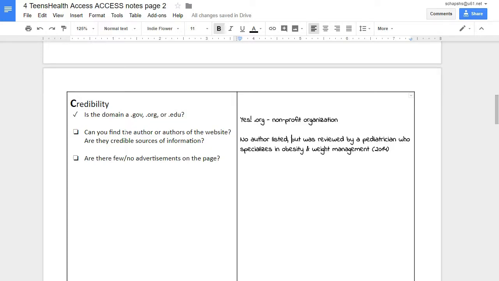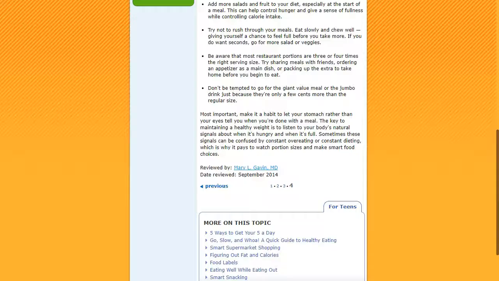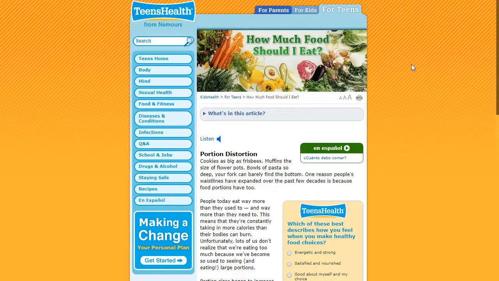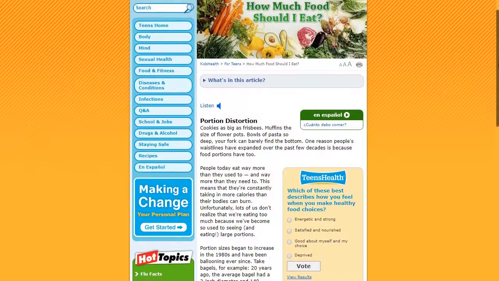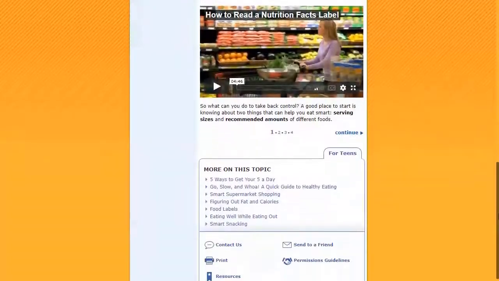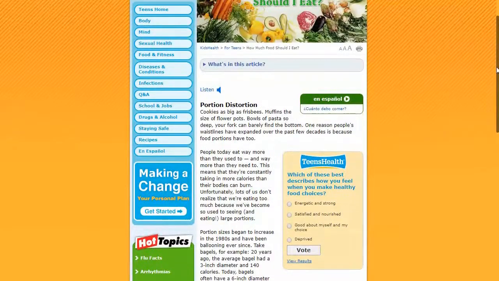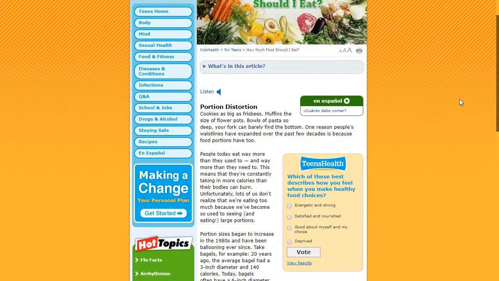The third question for credibility is, are there few or no advertisements on the page? If the website or the author or the organization is trying to sell you something, that might mean that they have other objectives at hand rather than giving you correct information. So we may not be able to trust the information that we're getting if there's a lot of advertisements. Now we want to look for advertisements on the top of the article or on the sides of the article. This website does not have any advertisements. The only things that we can see besides the article are different links to other parts of this website, but they aren't trying to sell us anything.